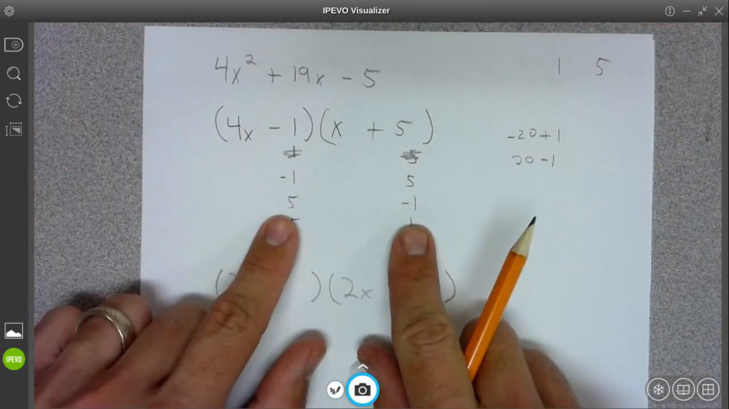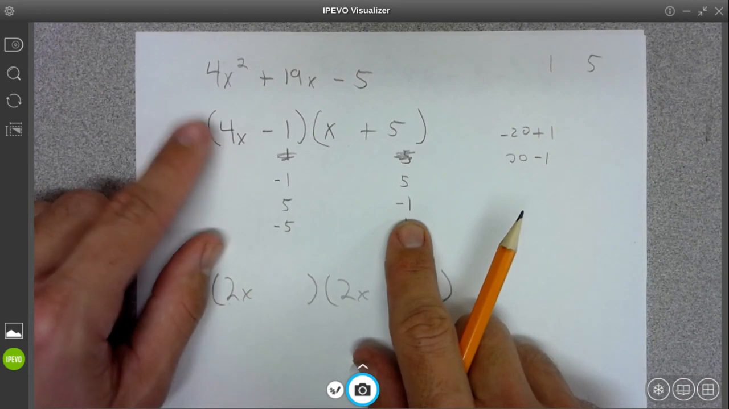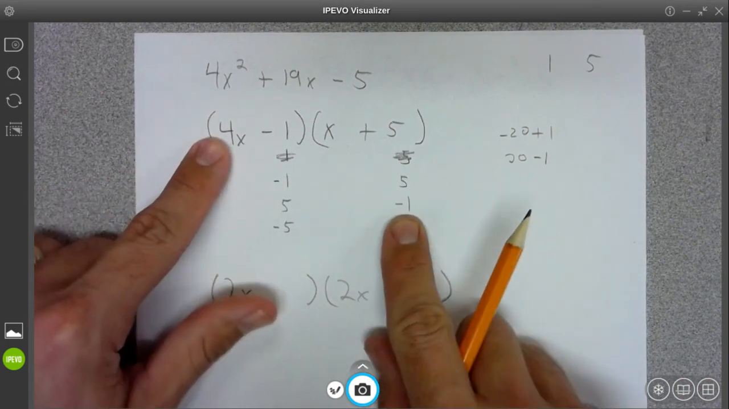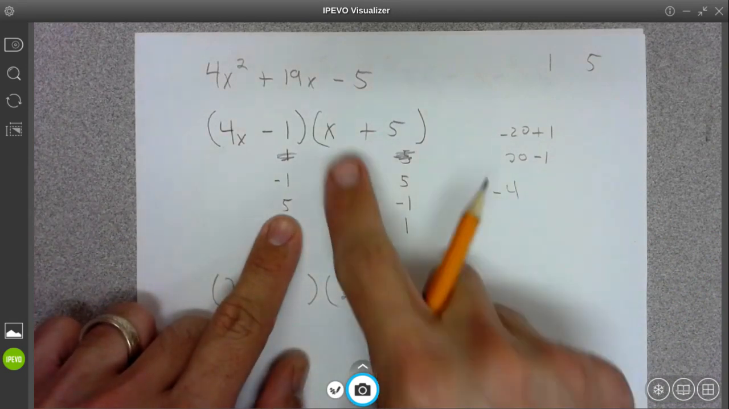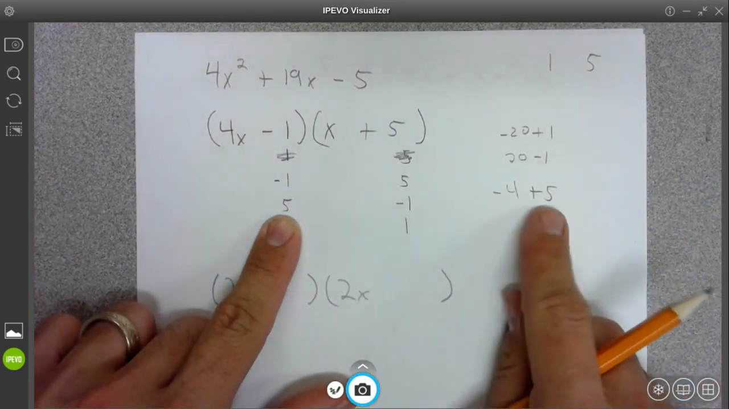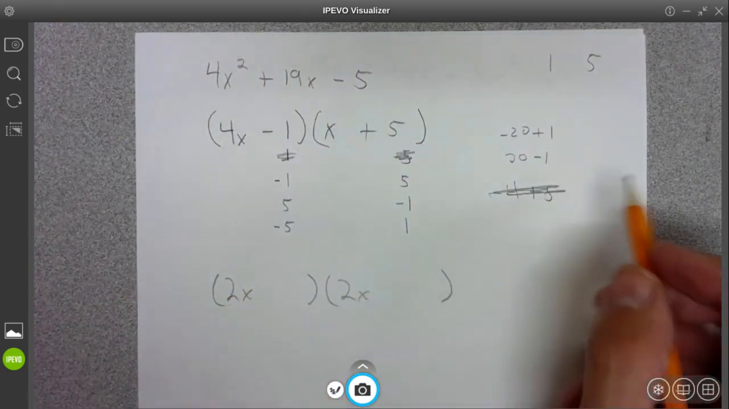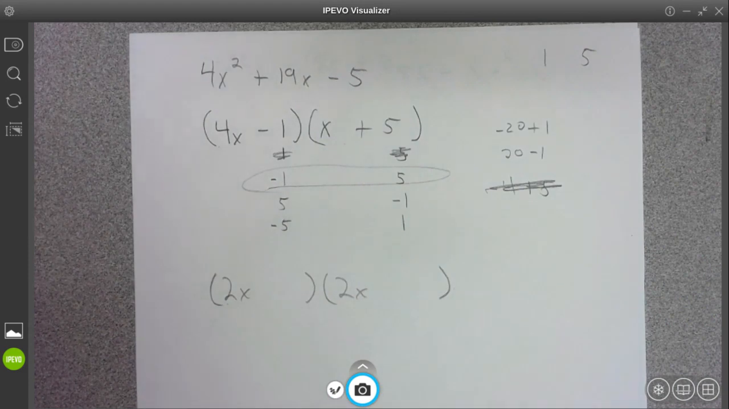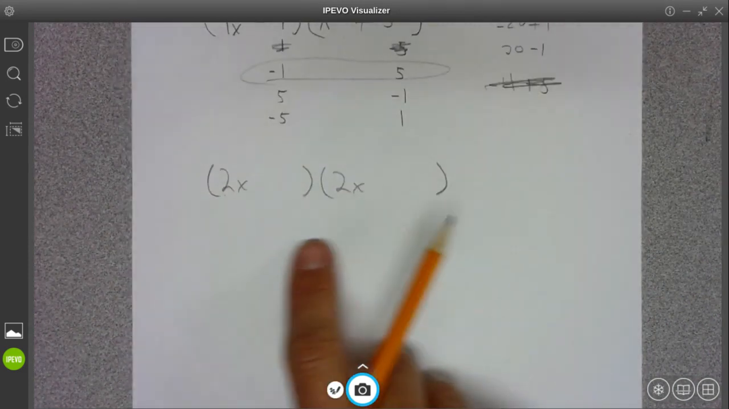If you were to try these other ones, they wouldn't work. If you had done 4 and negative 1, that would be a negative 4, and 5 and x would be a positive 5. This equals positive 1, not 19. So that is our combination that works. We didn't even have to try this 2x one.